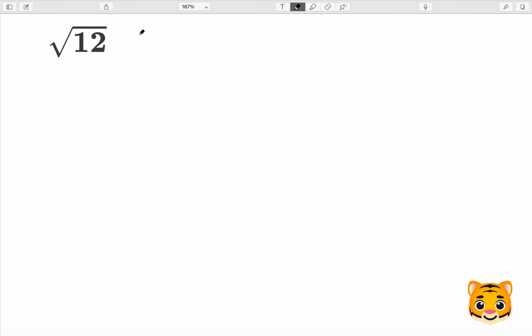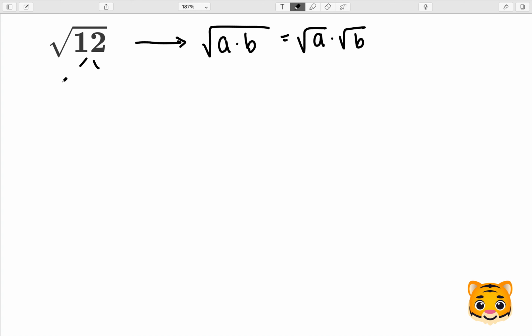In this example, we will be finding the square root of 12. In order to find the square root of 12, we'll first review a math rule, which is the square root of a times b is equal to the square root of a times the square root of b, meaning that if we have two numbers multiplied inside of a square root, we can separate them out into their own individual square roots. To apply this to 12, we first need to look at some factors of 12.